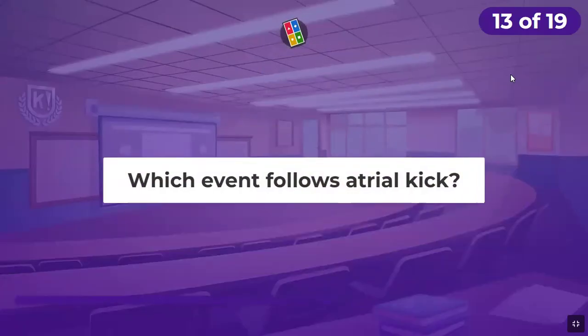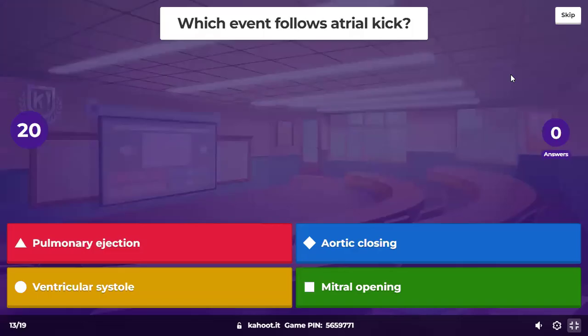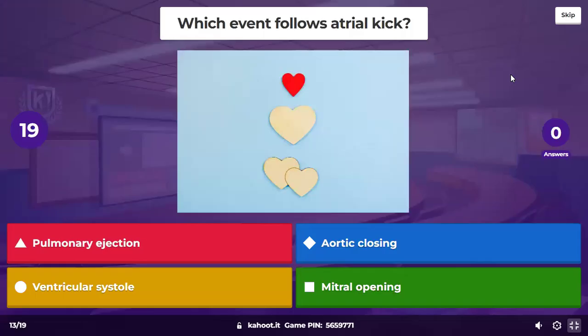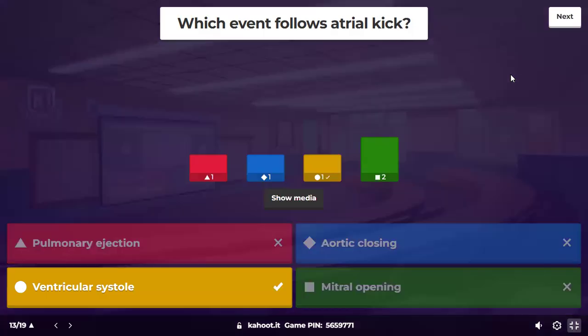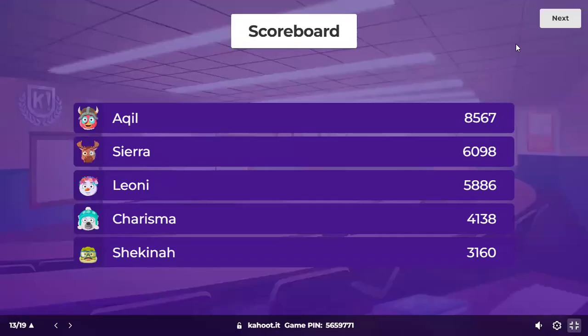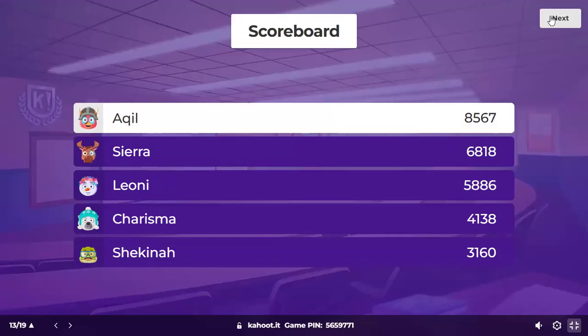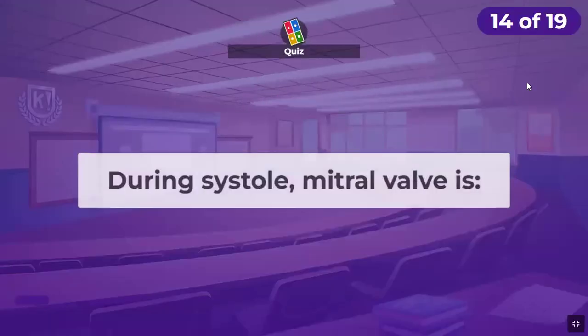Which event follows the atrial kick? Pulmonary ejection, aortic closing, ventricle systole, or mitral opening. Yeah, ventricle systole. Everyone stays the same? Okay.